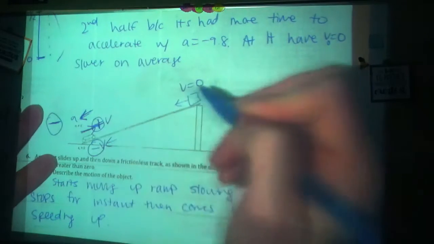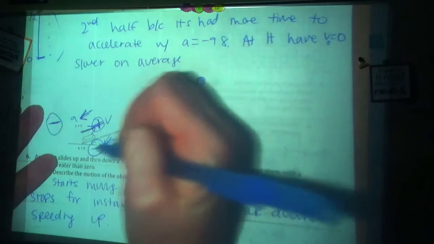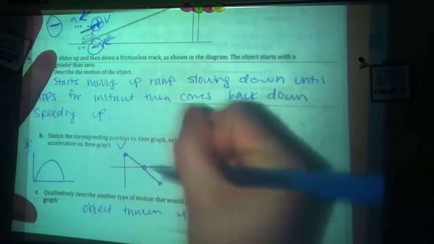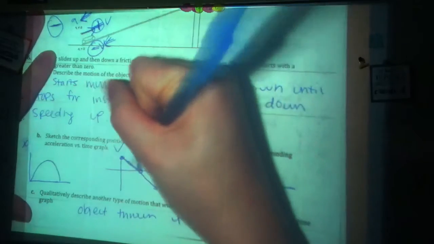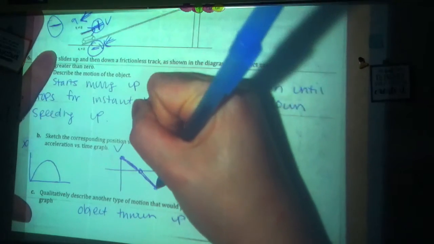My velocity, I started with some positive velocity. It went to 0 at the top, and then on the way down, it was negative. It was slowing down on the way up and speeding up on the way down. So I start positive, hit 0, and go negative, and this shows it slowing on the way up and then getting faster on the way down.